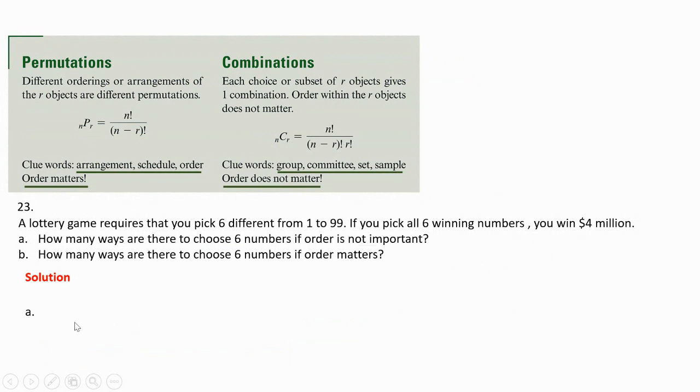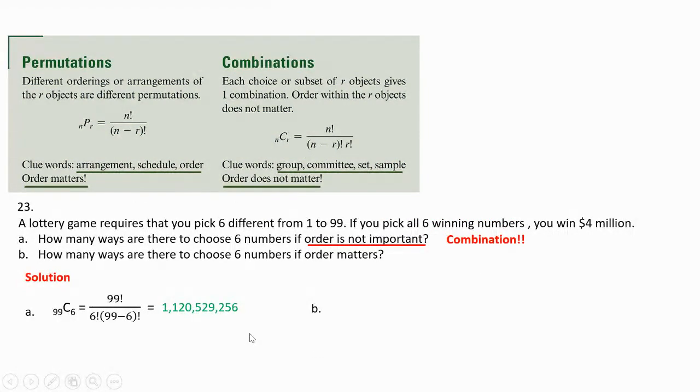So for part A, the order is not important, so it's going to be a combination because order does not matter. So we use combination. This is the formula for combination. You can also put it in the calculator. You should get 1,120,529,256.